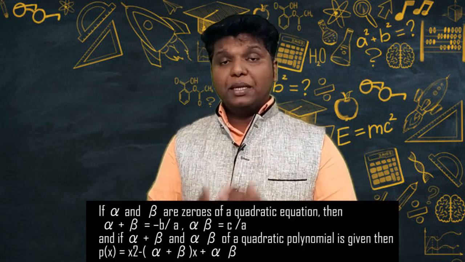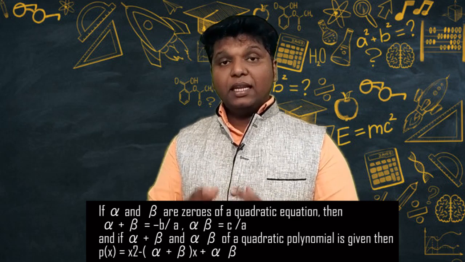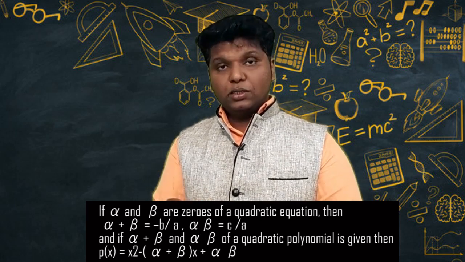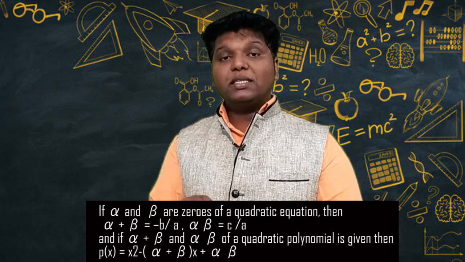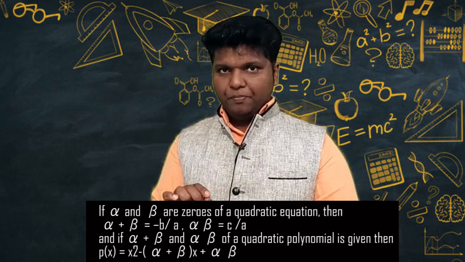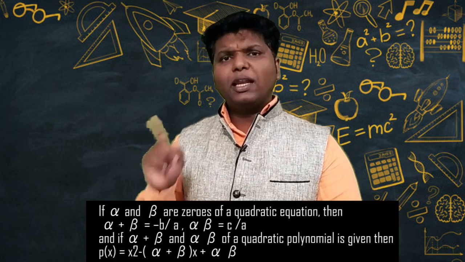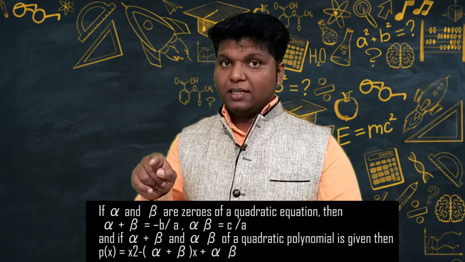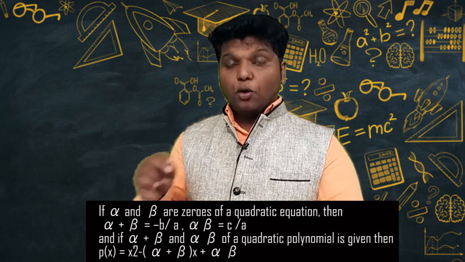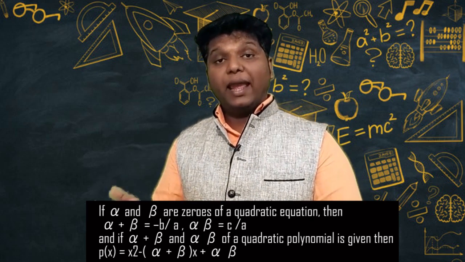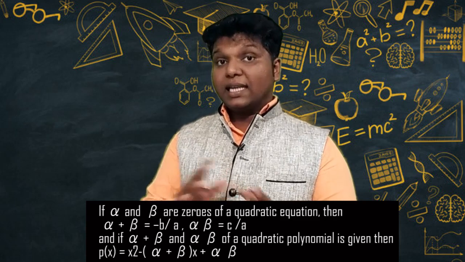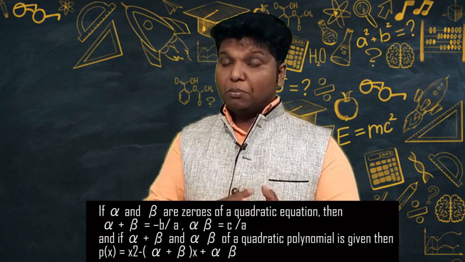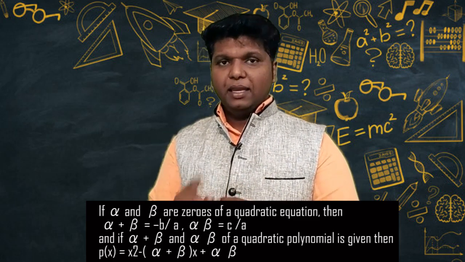So if alpha and beta are the roots of the given equation, or if alpha and beta are the zeros of the given polynomial, then we can say the sum of the roots, that means alpha plus beta, will always be equal to minus b by a. What is b? B is the coefficient of x. So we can mention it like this also: minus of coefficient of x divided by coefficient of x square, that is minus b by a. So again I repeat, alpha plus beta is equal to minus b by a, or the sum of the zeros is equal to minus b by a. That is the first relation.